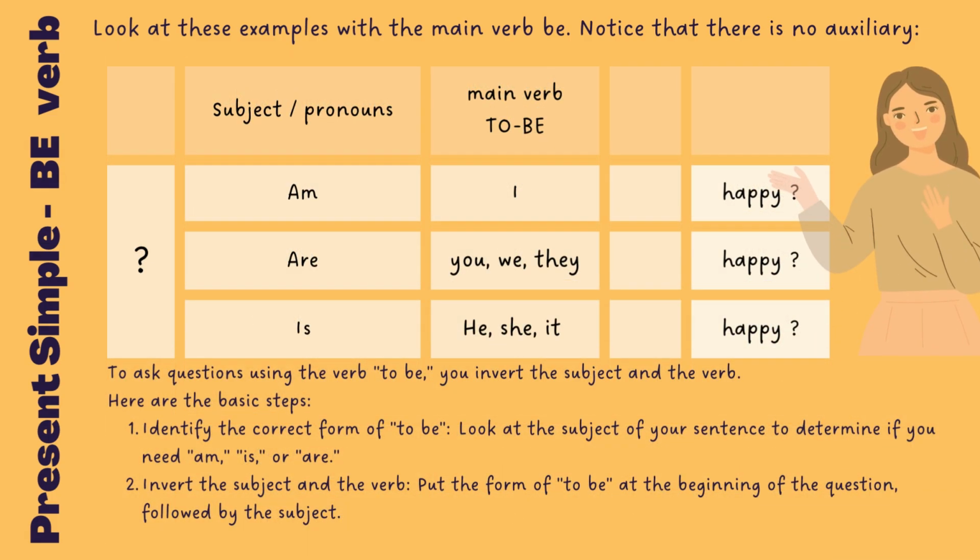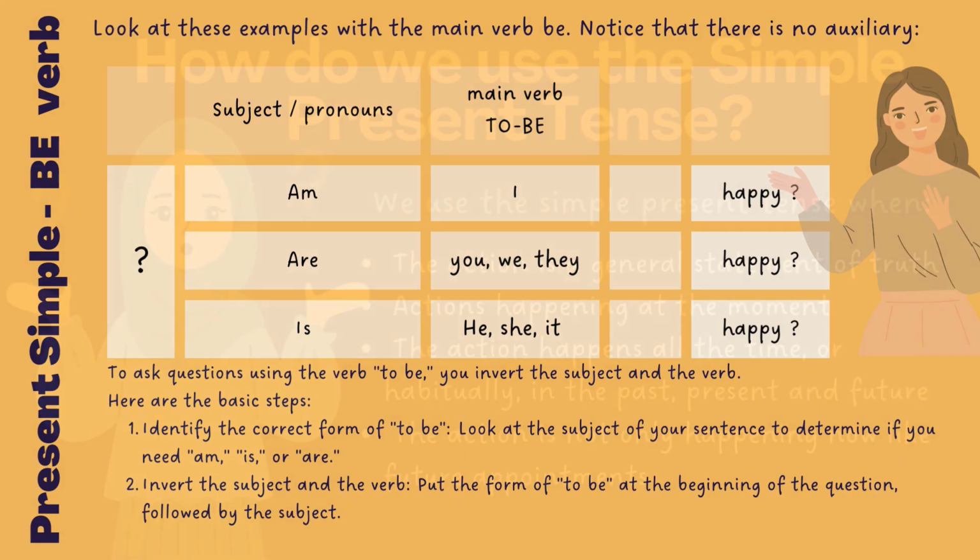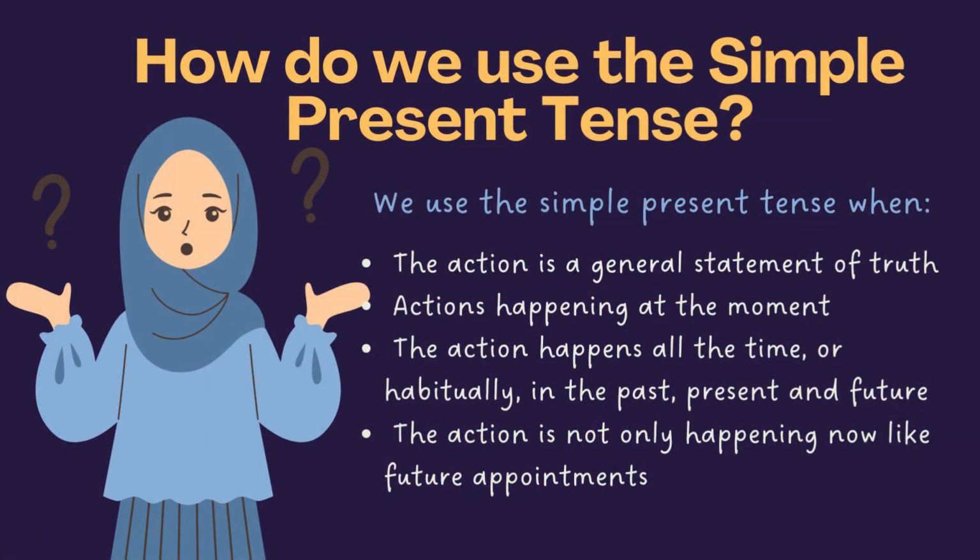Now, for questions, same as with the auxiliary verb do, we bring the verb to the beginning of the sentence and we say, am I happy? Are you happy? Is she happy? Now, to ask questions, remember that we invert the verb and bring it to the beginning of the sentence. All right. Now, how do we use the simple present tense?